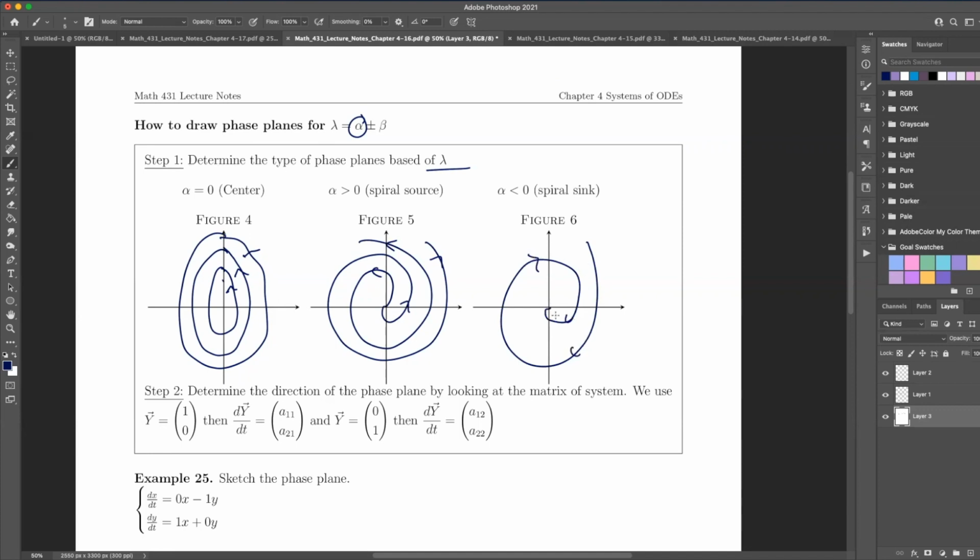Oops. Yeah. And then you get happy spirals.